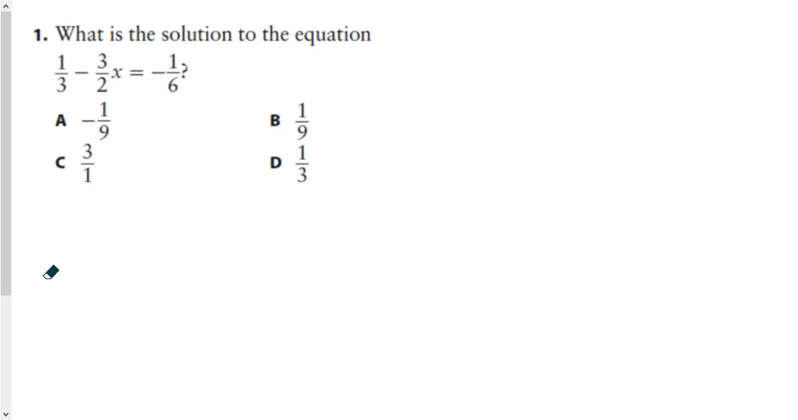All right, this is your practice test from MathLinks 9, Chapter 8 on solving linear equations. The first question is a multiple choice question. It says, what is the solution to the equation?